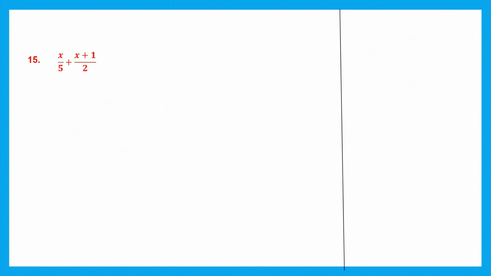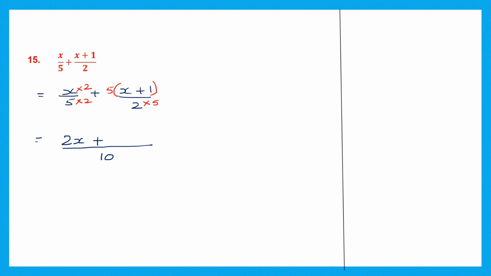Question 15. Let's write down the question with the denominators clearly. This is x by 5 plus, this is x plus 1 by 2. So the denominators here are 5 and 2. The LCM of 5 and 2 will be 10 because both are prime numbers. You just have to multiply the prime numbers to find their LCM. So the LCM here is 10. Let's multiply. 5 into 2 is 10, so multiply this by 2. x into 2 is 2x plus 2 into 5 is 10, so multiply this whole thing by 5.